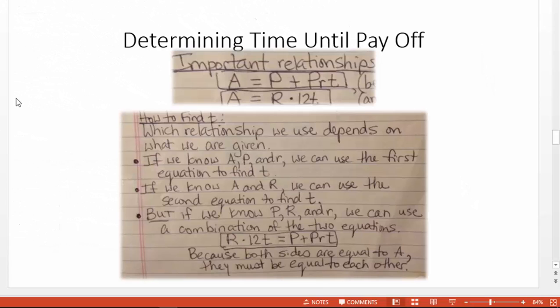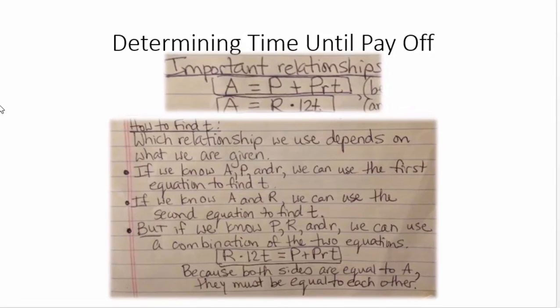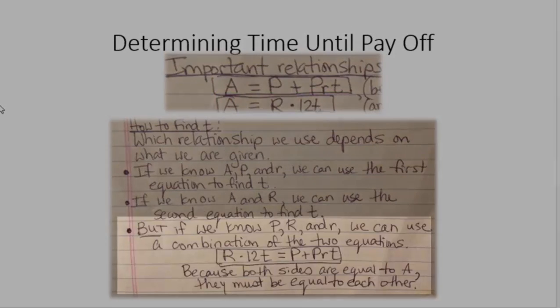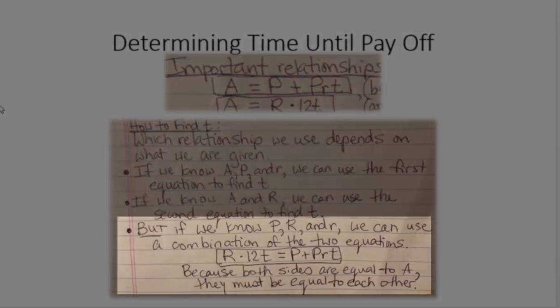So in summary, when you're determining the time until payoff for add-on interest, the formula you're going to use is going to depend on what you're given. If you're given capital A, capital P, and lowercase r, we can use the first equation. If you're given capital A and capital R, you can use the second. But if you're given capital P, capital R, and lowercase r, you have to use a combination of the two: R times 12T equals P plus PrT.